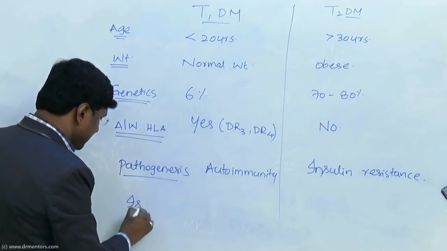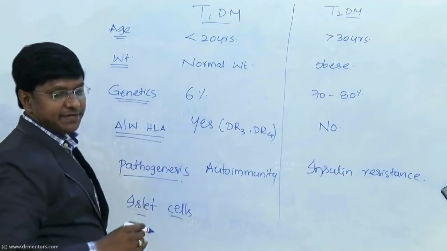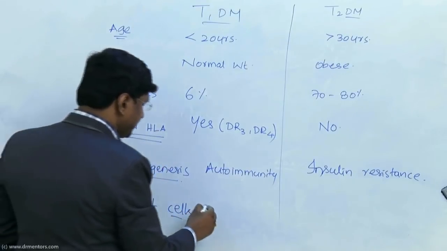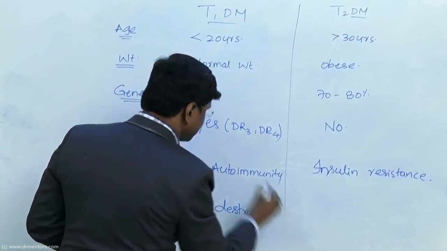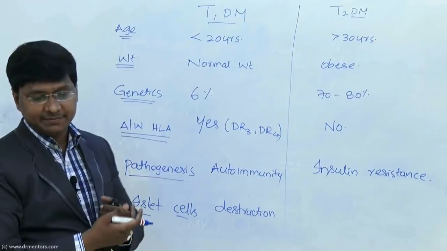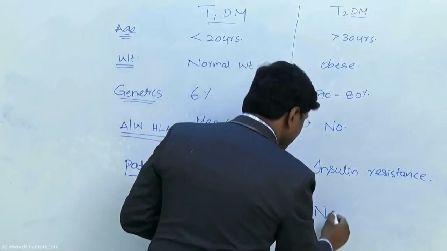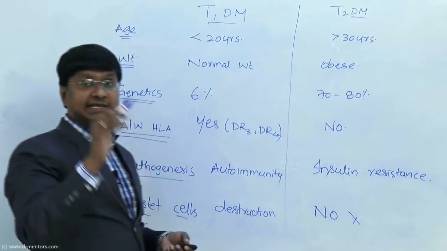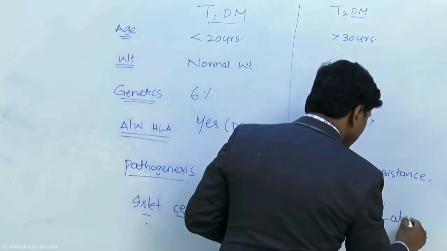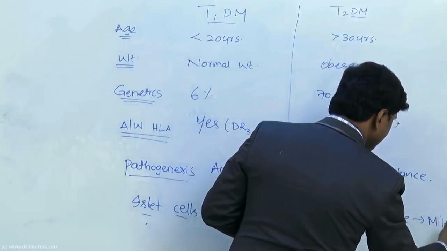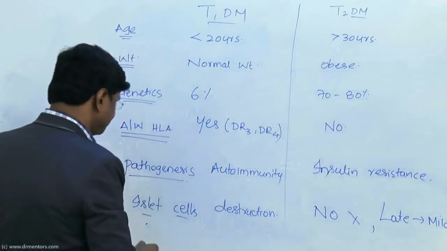Now, take the islet cells. In patients with type 1 diabetes mellitus, there is complete destruction; the beta cells are completely destroyed. But in type 2 diabetes mellitus, there is no destruction of the beta cells. Only in the late stages of type 2 diabetes mellitus, there is mild beta cell destruction.